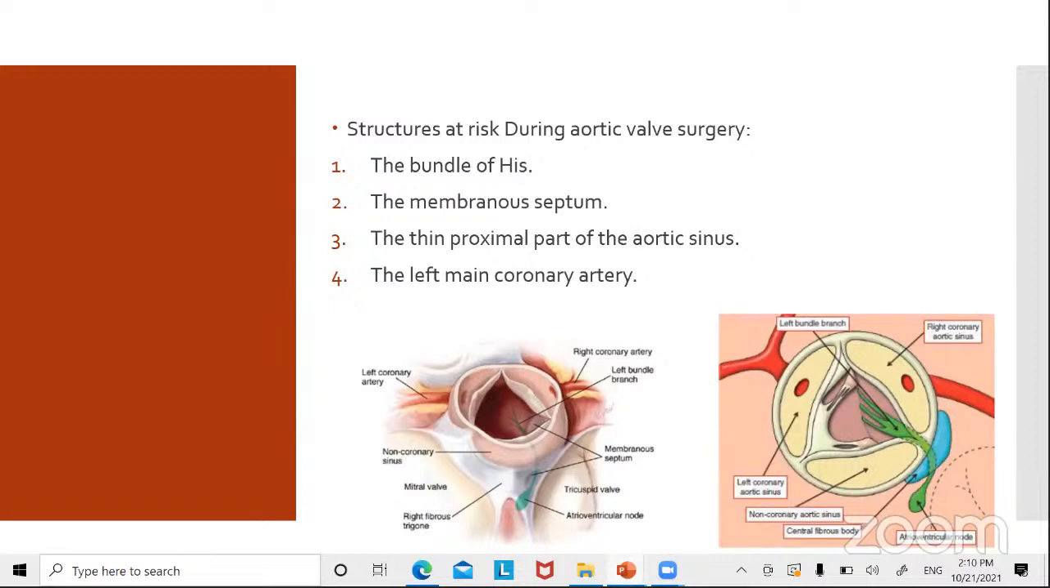The membranous septum itself may be injured because of its fragility and the risk of tear following inappropriate suture placement. We have the thin proximal part of the aortic sinus, which is attached to the annulus. It's also at risk whenever very large bites are passed around the annulus rather than through it. The left main coronary artery is also a site of potential injury because of its proximity to the subcommissural area of the right and left sinuses.